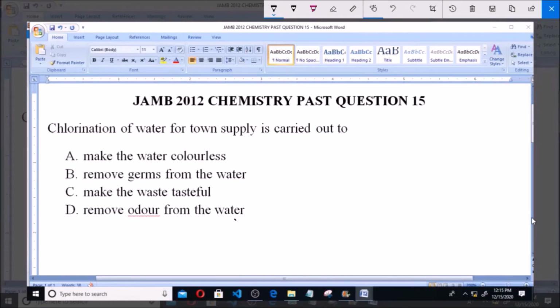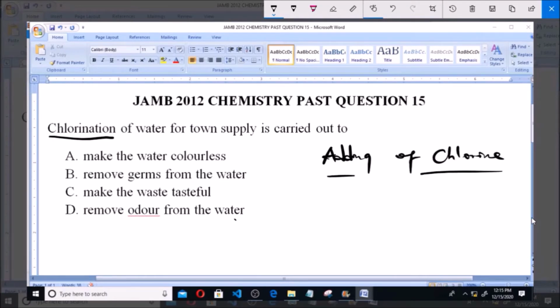Now, the purpose of chlorination, which simply refers to what? The adding of chlorine. Chlorination refers to the adding of chlorine during water treatment for town supply. Its main purpose is actually to kill the germs present in the water. So therefore, the answer to this question is Option B. Remove germs from the water.